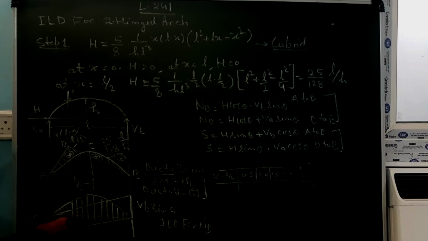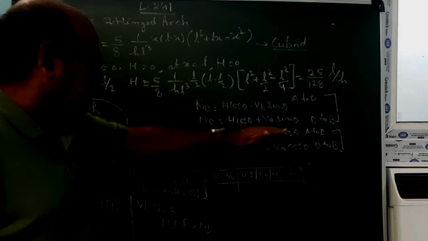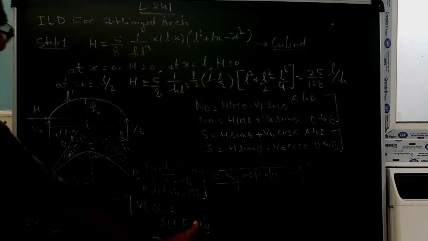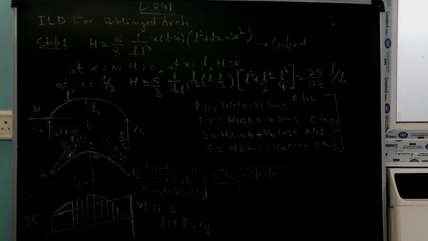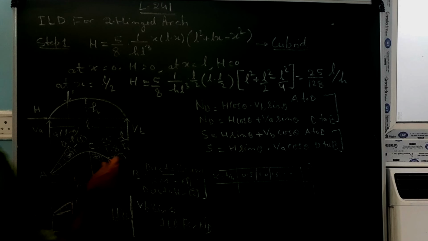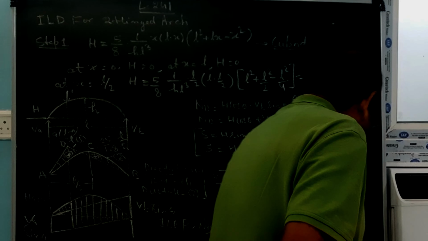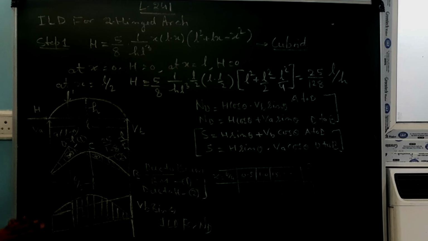From D to B, this is addition of this BA sin theta. So BA sin theta is drawn like this. This portion will be included in the arch, and up to this point. So this is the ILD for the normal thrust. Similarly you can find out the radial shear by applying this formula. So you can draw that; we try to draw it here.